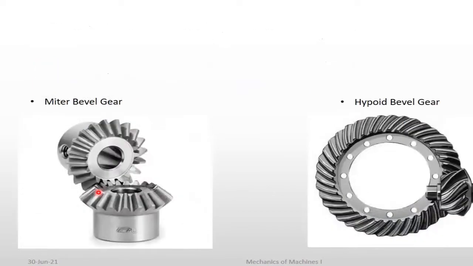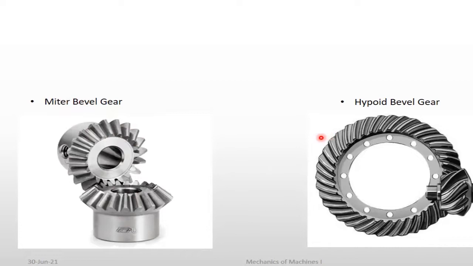Then another type is the miter bevel gear. Miter bevel gear means the two gears, the pinion and gear, have the same number of teeth. For example, on the right side, the bevel gear teeth are not equal for the pinion and gear. But for the miter bevel gear, the number of teeth on these two gears is always the same. Then we call it the miter bevel gear.